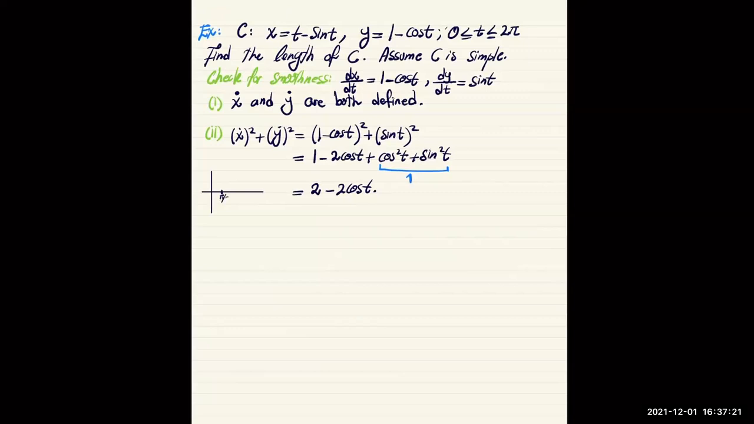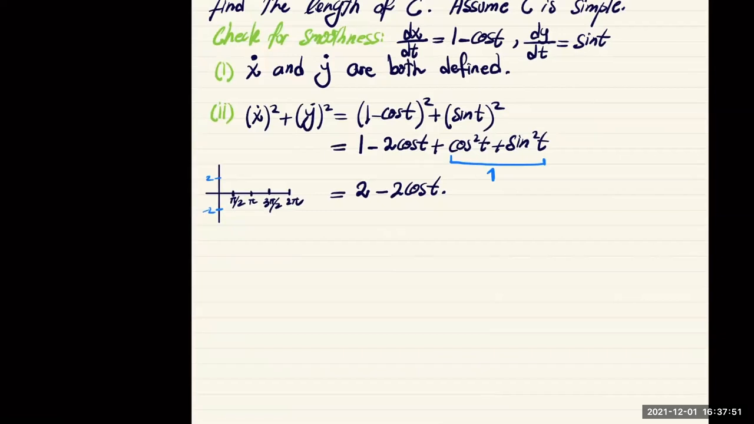So that's pi over 2, pi, 3 pi over 2, 2 pi. Okay, we have a -2 cosine t. This is reflected around the horizontal axis. So we get, assume this is 2, -2, and this is 2. Okay, so the graph is going to look like that.